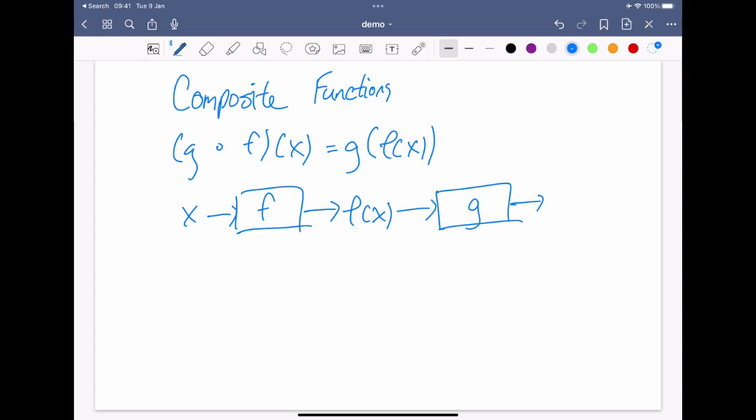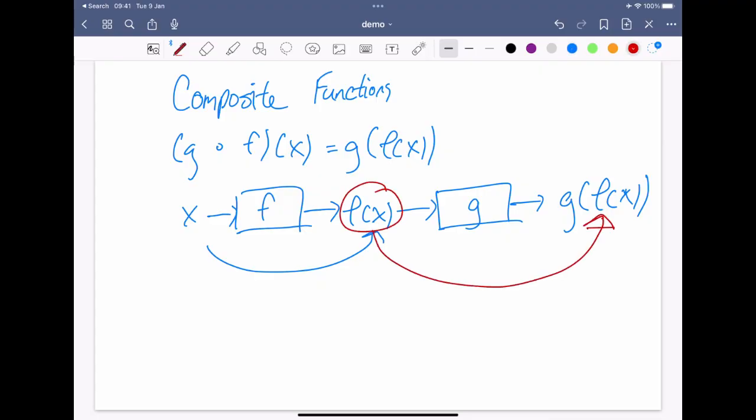Then you would get some output called g of f of x. I hope you can see how the input is what becomes within the brackets, g of something, and that something is that input. As you can see here, this entire f of x term is within the brackets of the machine g.